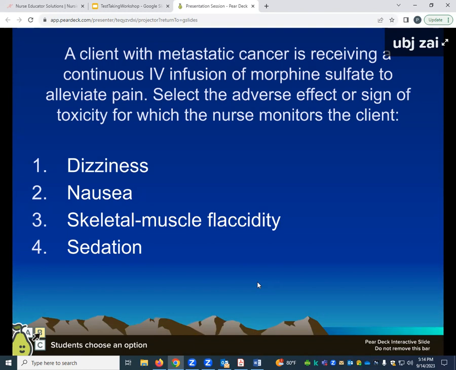You'd expect dizziness if you give somebody morphine. You would expect nausea, because when you're dizzy, sometimes you get nauseous. You expect your patient to have sedation when they're on morphine. I've had patients fall asleep while I'm pushing morphine. But you're not going to expect, as a common side effect, skeletal muscle flaccidity. That's where the patient's laying in bed all floppy with no muscle tone. That's an adverse effect or sign of toxicity.